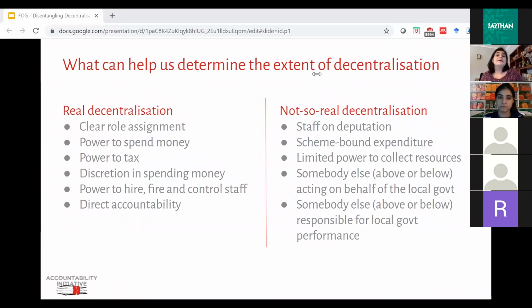And where does the direct accountability lie? Am I directly accountable to the people, or who am I accountable to above me? So these are questions to sleuth and think about.